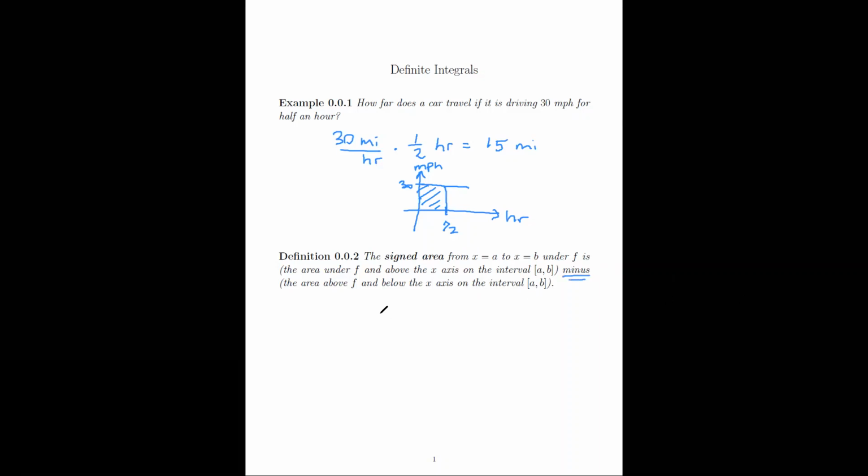So let's take a look at an example. So let's say we have a graph that looks like this, and maybe let's give ourselves some units. Maybe this is a 2, this is a, I don't know, -1, maybe a 1, 2, 3. So we want to know what the signed area under this curve is. So we'll start with the area that's above the x-axis. So that's here and here.